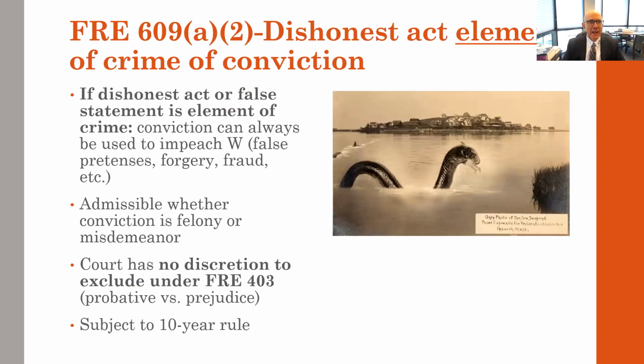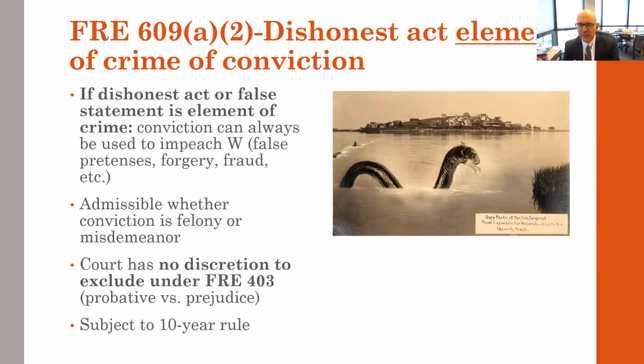Let's look first at if the witness has a prior conviction and dishonesty is an element of that conviction. What happens then? How can we use that? If dishonesty or false statement is an element of that prior conviction of the witness, then the conviction can always be used to impeach the witness. It doesn't matter whether the conviction is a felony or a misdemeanor. The court has no discretion as far as balancing under 403. The conviction is coming in.